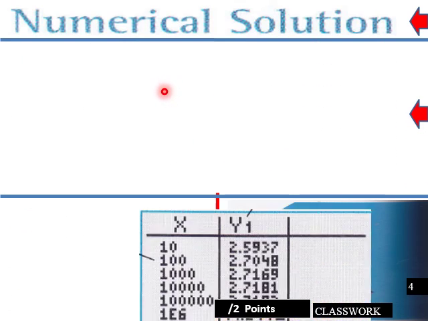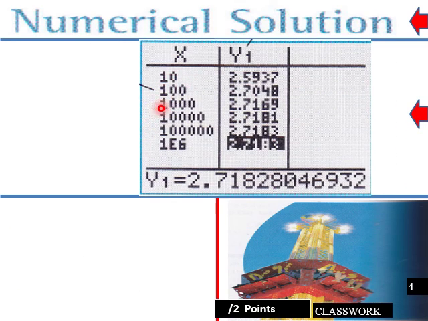Now the numerical solution. If we put this into a graphing calculator, we can see that as x increases, to 6 digits, we get 2.7183 as a round-off. So that is one way that we can verify that e equals this number here.